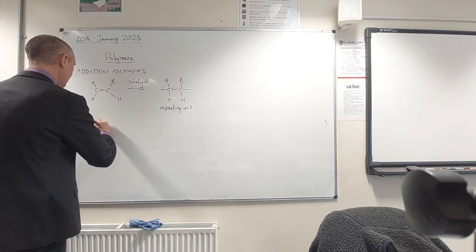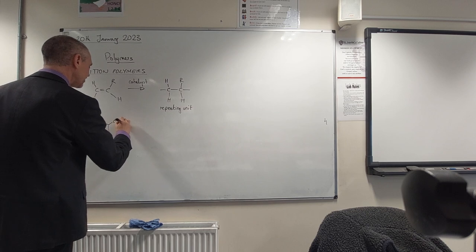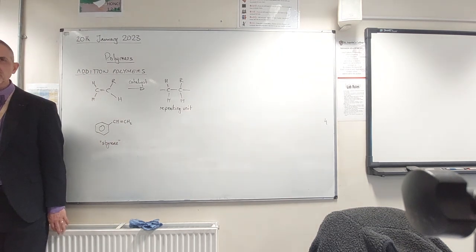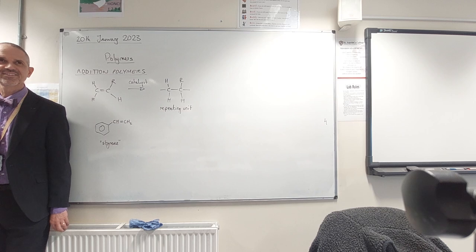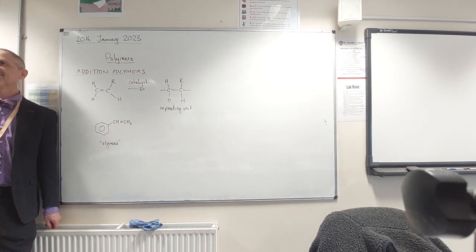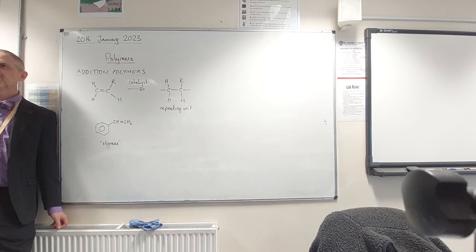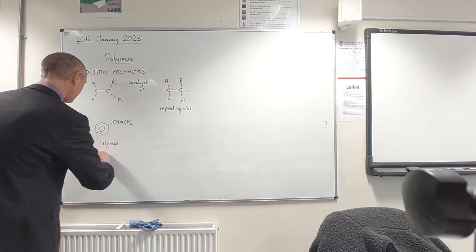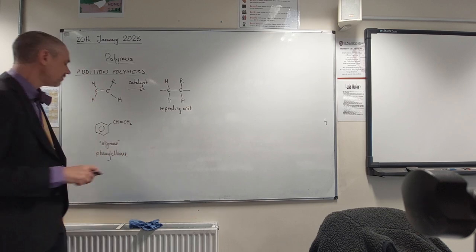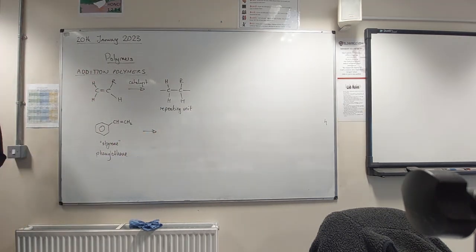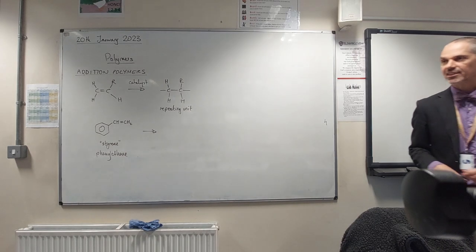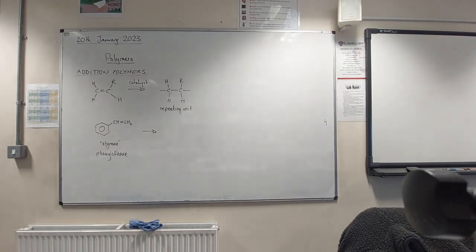So for example, if I had styrene, as it used to be called, of course we would now call it, what would we call that? Phenylethane, very nice. Phenyl. Anything? Okay, but it used to be called styrene. So to make polystyrene, that rather satisfying foamy plastic, which is packed around big TVs and stereos and things.